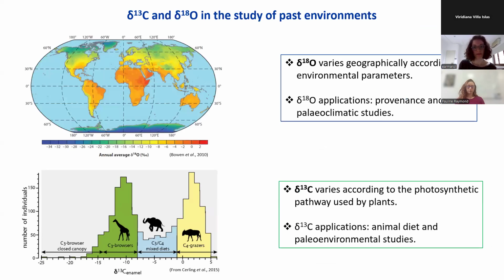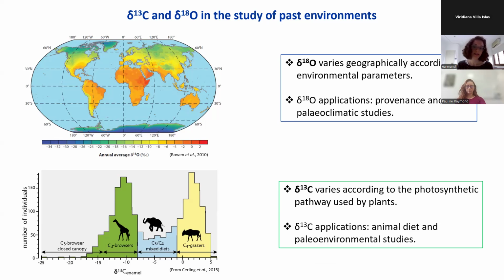What are the principles behind the use of isotope analysis in archaeology? Oxygen isotopes vary geographically according to different environmental parameters such as temperature, latitude, altitude, humidity, precipitation, etc. That's why it is widely used in provenance studies, very often together with strontium. But it is also widely used for paleoclimatic studies, for example, for the reconstruction of temperatures.